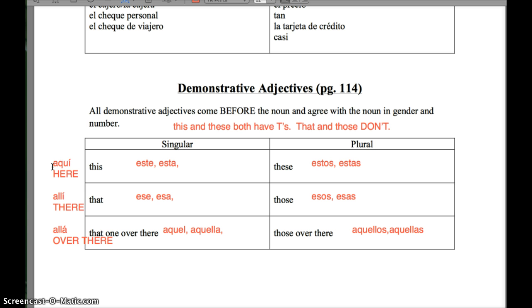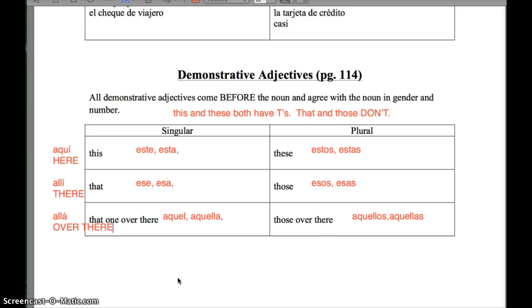So you definitely, for your quiz next class, want to remember that aquí goes with este, esta, estos, estas, and allí goes with ese, esa, esos, esas, allá, aquel, aquella, aquellos, aquellas. Okay, so that's what you're going to want to remember there. And that's it for demonstrative adjectives.